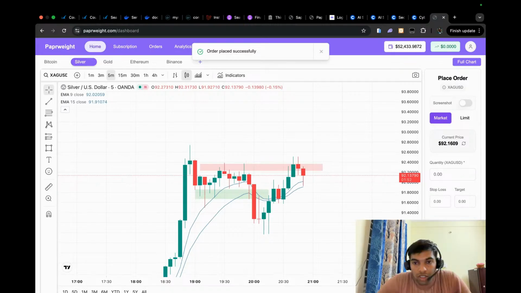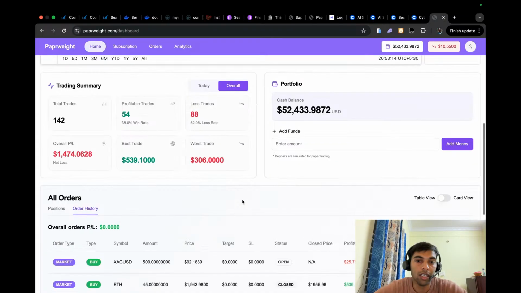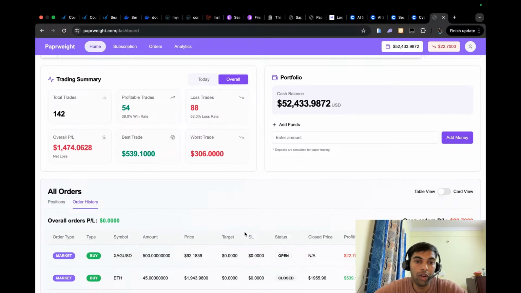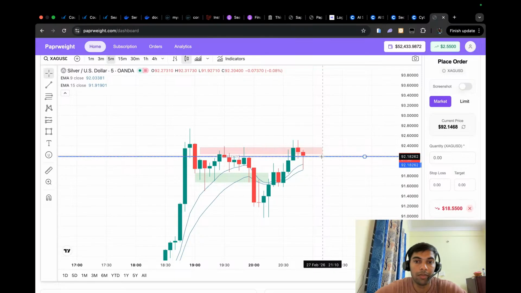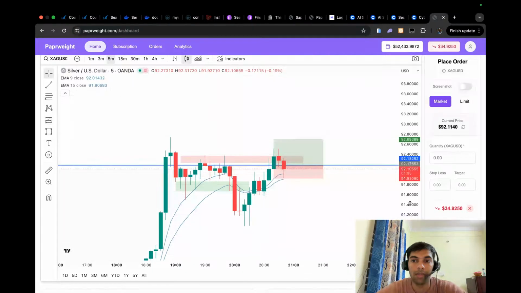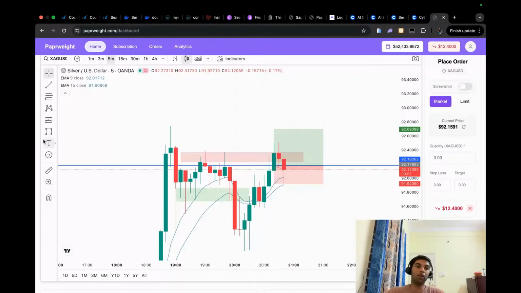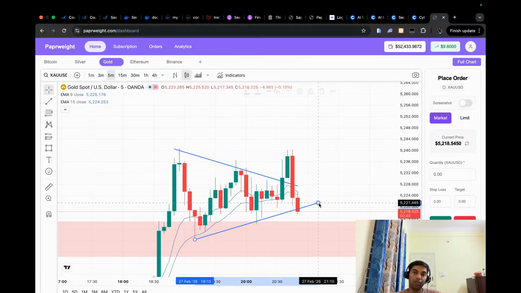We have punched the order on the buying side. Let's see what our entry is. 921839. Somewhere here. So this is our order on the long side. In gold, we can see that the market is at the buying zone.